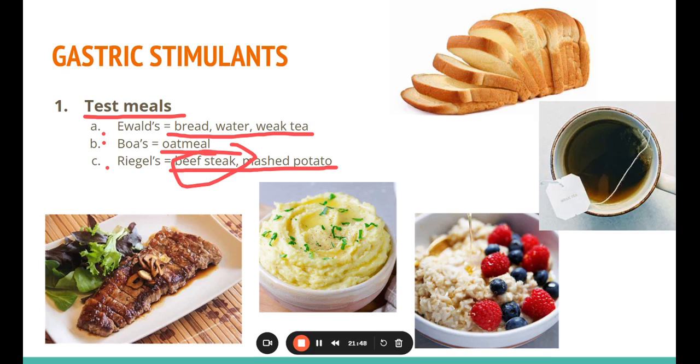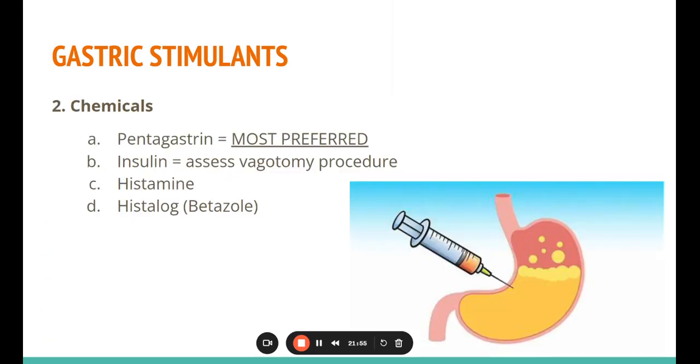So aside from eating, another way of gastric stimulation is through chemicals. So you just have to choose any of these chemicals to be injected to the patient so the stomach can produce acid.